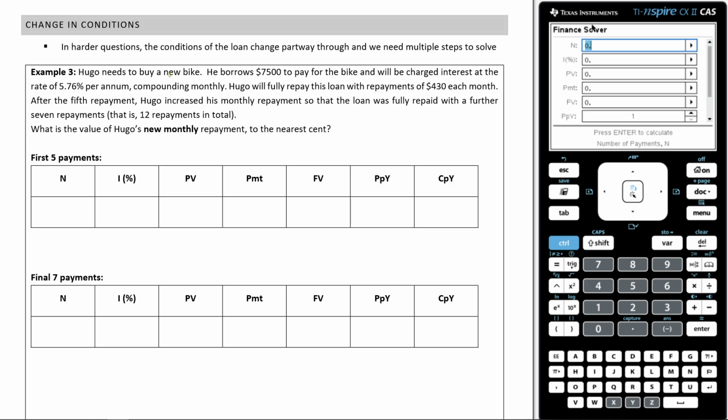Hugo needs to buy a new bike. He borrows $7,500 to pay for the bike and will be charged interest at a rate of 5.76% per annum compounding monthly. Hugo will fully repay this loan with payments of $430 each month. After the fifth payment, Hugo increased his monthly repayment, so the loan was fully repaid with a further 7 repayments. That is 12 repayments in total. What is the value of Hugo's new monthly repayment to the nearest cent?